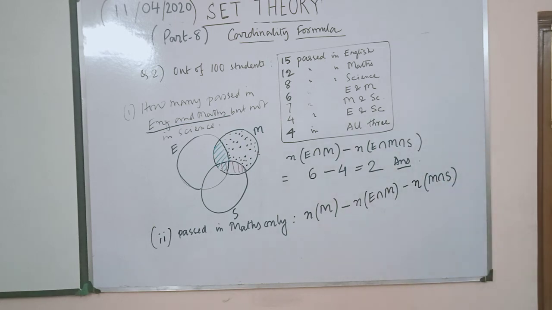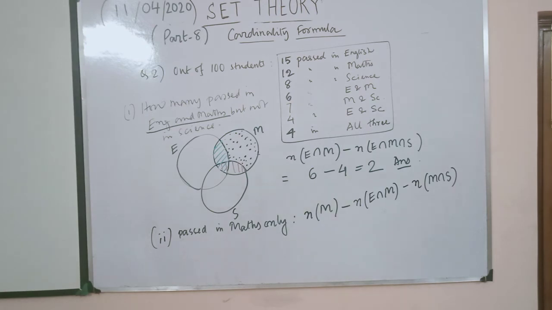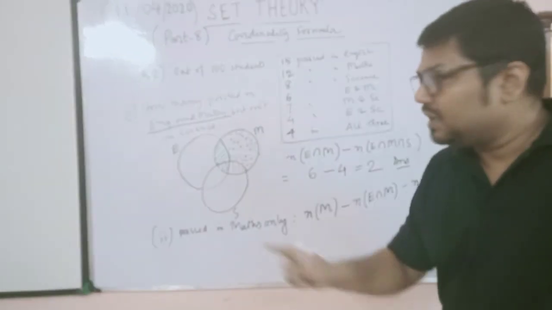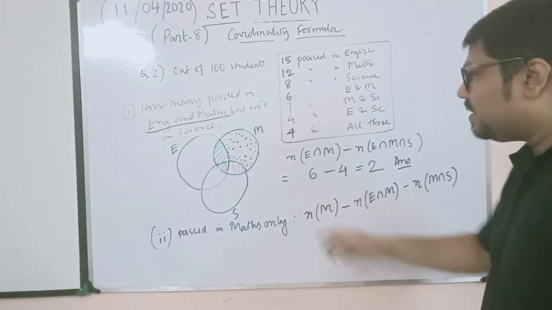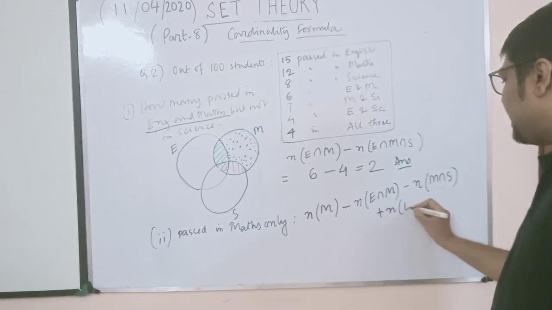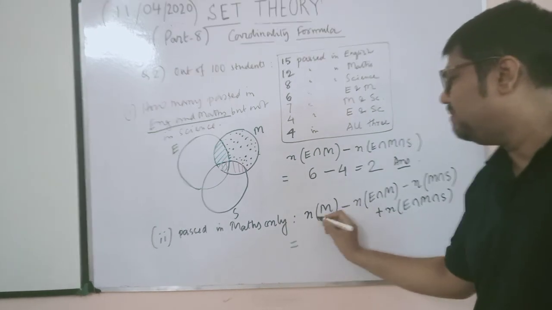In doing that, don't you think that this middle part is subtracted twice? Right? The middle part is subtracted twice. Once it is shaded with the green ink, and secondly it is also shaded with the red ink. That means it needs to be subtracted only once, but we have subtracted it twice. So that's why we must add one back. That means I add E intersection M intersection S back to the whole formula.